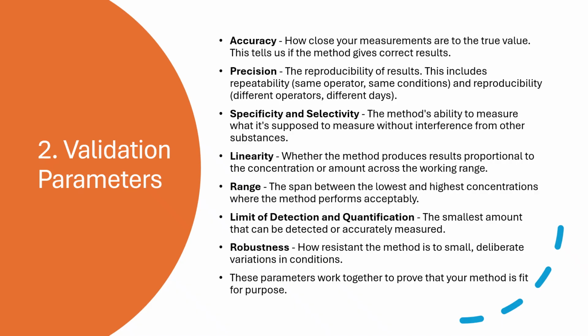Now in robustness, what is robustness? It is how resistant the method is to small and deliberate variations in conditions. Like you can deliberately change the column temperature or injection volume and see how robust your method is if there is any slight change or variation in the conditions. So these parameters, a very vast set of parameters, are there in validation, and they work together to prove that your method is fit for the purpose.